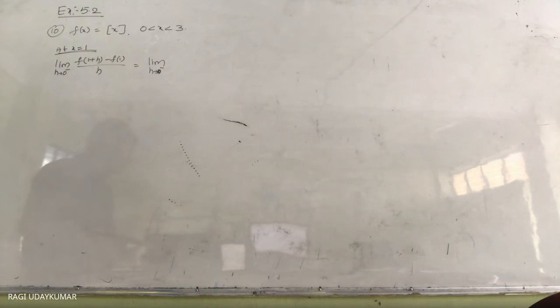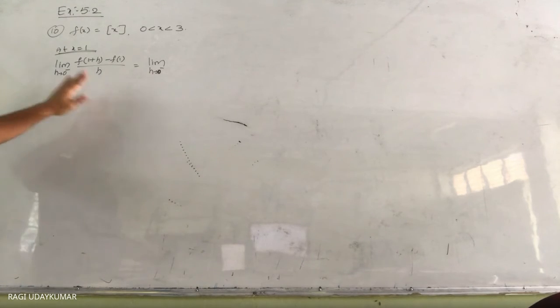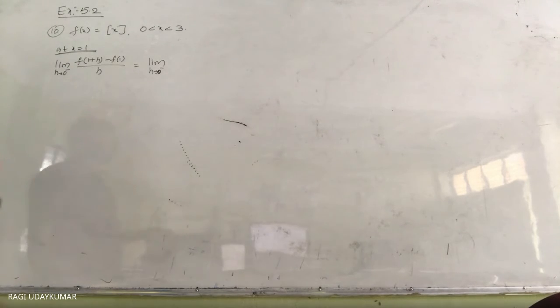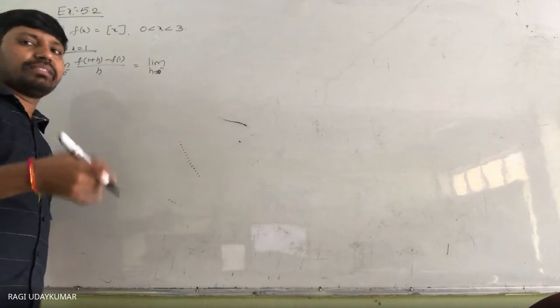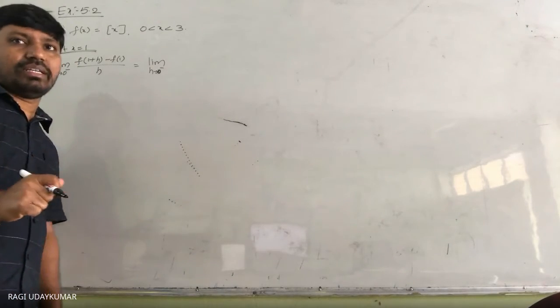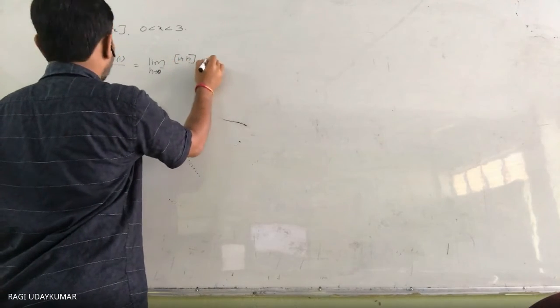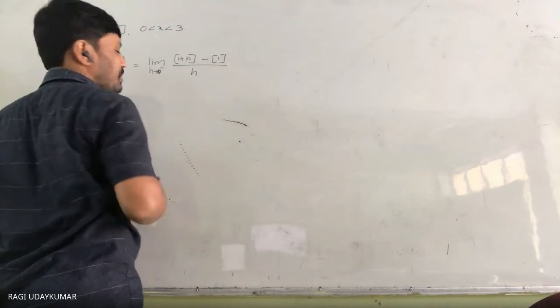Although it is asking you to check at 1, whenever you see the differentiability definition, limit h tends to 0 of f of c plus h minus f of c by h, at c it is differentiable. The same thing should be taken into consideration here: greatest integer of 1 plus h minus greatest integer of 1, by h.